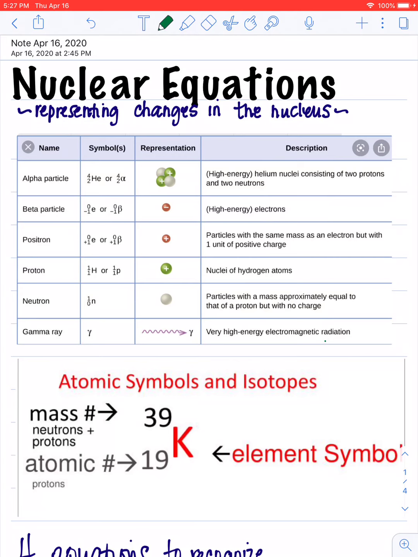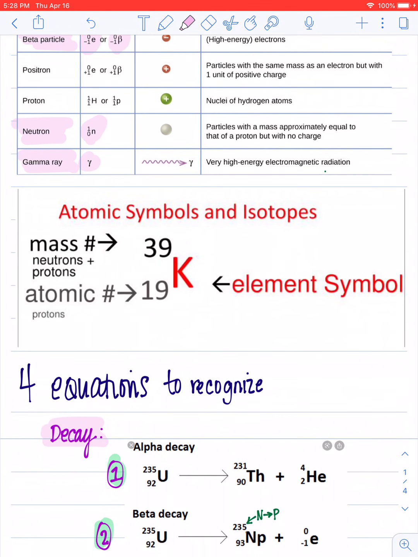So first we're looking at things like alpha particle, which is basically a helium nucleus, and can be represented in a couple different ways. Also a beta particle can be represented in a couple different ways. We're going to skip positron for now because you are not going to be doing any problems in my class, at least, on positron emission. Next, we're going to go down to neutron, and that is represented by that symbol there. And finally, gamma rays. So these are the things you're going to need to know to solve nuclear equations in biochemistry.